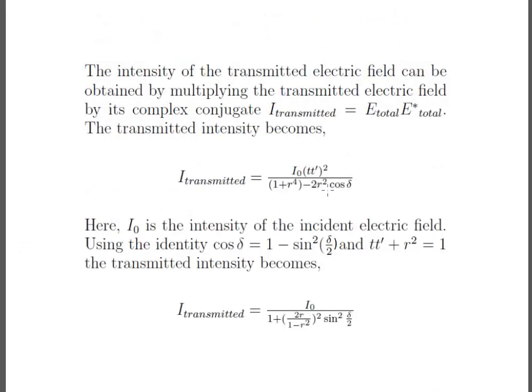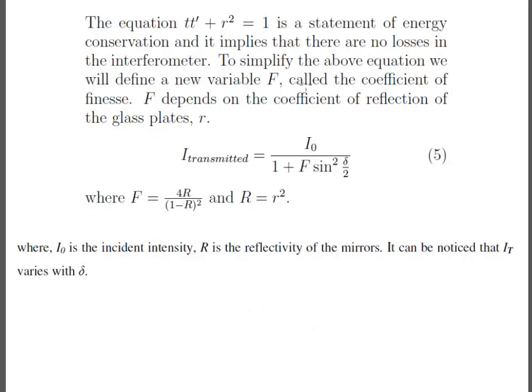Okay, now we will introduce this term, 2r by 1 minus r square whole square. Let us take this term out and give it a name, F. This F is known as the coefficient of finesse, and it depends on the coefficient of reflection of the glass plates, r. Good, so we have defined F.